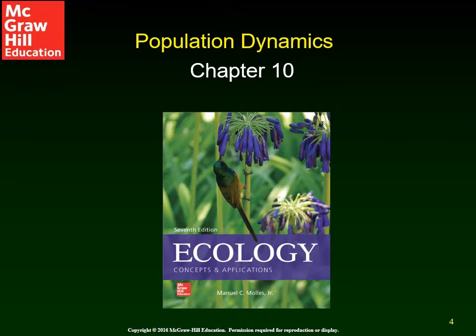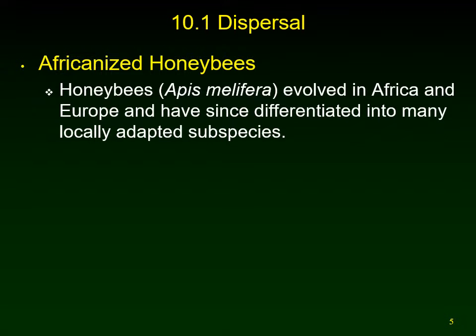So first off, let's look at chapter 10 on population dynamics. Section 10.1 deals with dispersal, and this is how organisms move from one area to another. And their textbook gives an example of Africanized honeybees. Honeybees evolved in Africa and Europe and have since differentiated into many locally adapted subspecies.